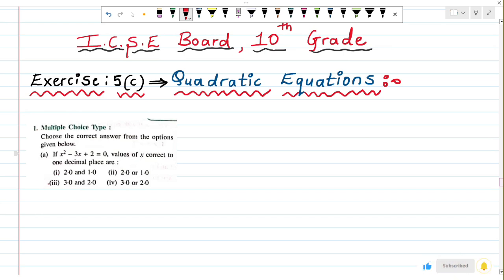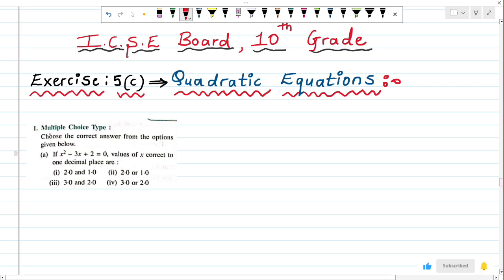In today's video, we are going to discuss ICSE Board 10th grade chapter 5, that is quadratic equations. In the previous video we have seen exercise 5A, 5B in two parts, and now we are going to see exercise 5C. So let's begin the session.